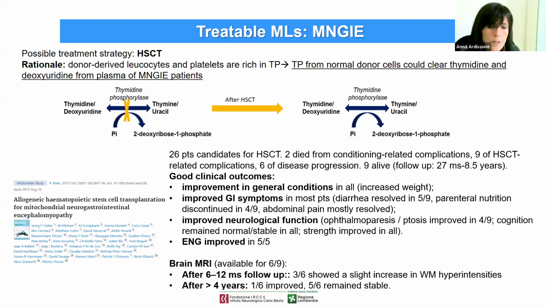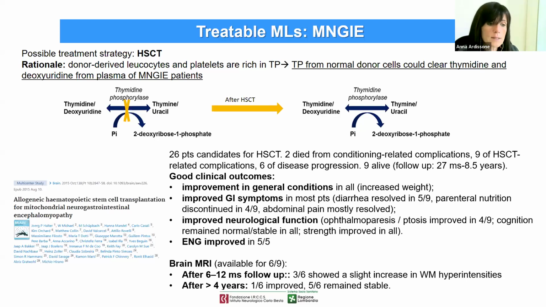What about MRI? And so about the leukodystrophy, which is the topic of this talk. Brain MRI, first of all, was available only for 6 of 9 patients. At the first follow-up, 3 patients showed a slight increase, and so worsening, in white matter abnormalities. But at the last follow-up, after 4 years from transplantation, in 1 patient white matter involvement improved, and in 5 patients it remained stable.